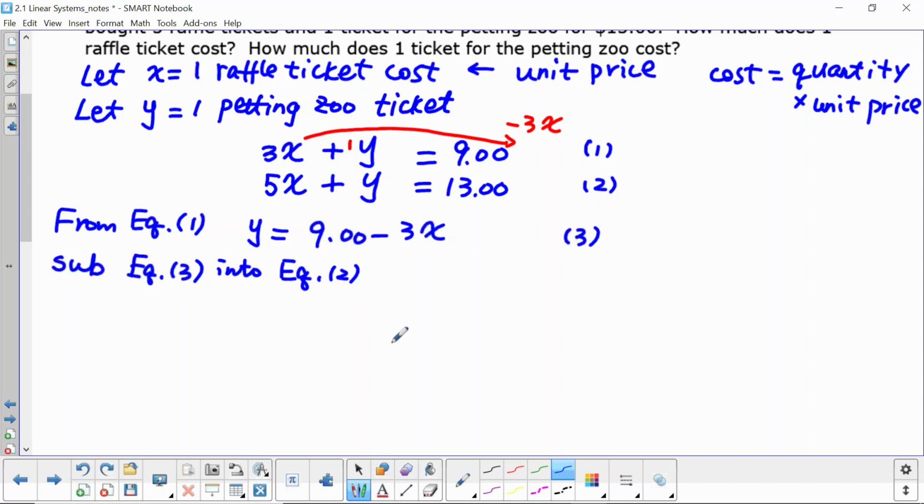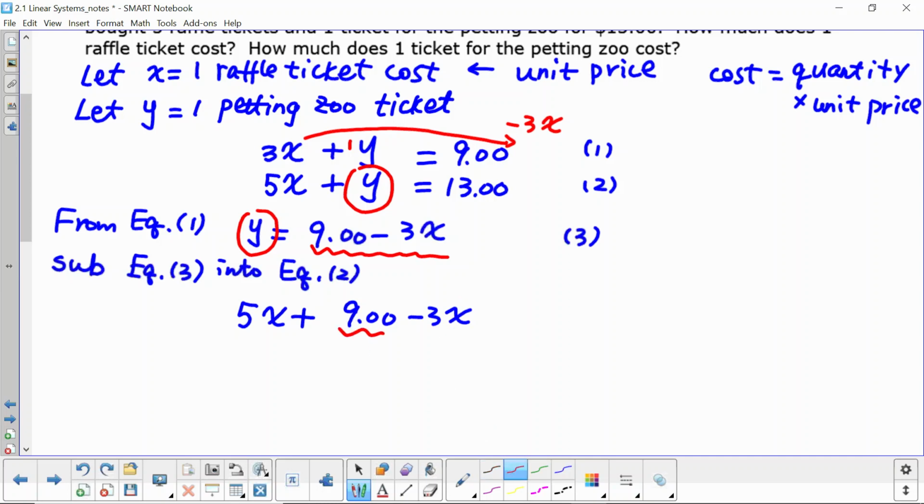And what substitution means, you have y equals, you sub it into equation 2, meaning you replace this y with its equivalent, 9 minus 3x. So we are going to have 5x plus the y, replace this y with 9 minus 3x. So this is called substitution. Substitute 9 minus 3x for y. Replace this y. The y should be gone. Then you only have x left. Then equals, copy the right side, which is $13.